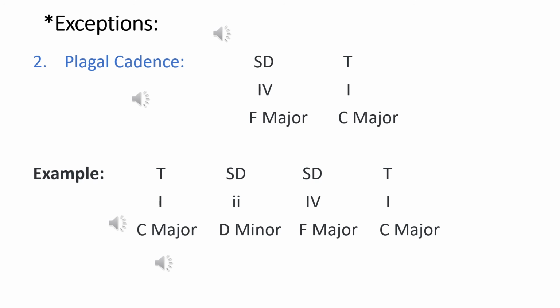And let's take a look at the second exception, which is the plagal cadence. So from subdominant, instead of going to dominant and then going to tonic, this plagal cadence is going to go from subdominant directly to the tonic. So from 4 to 1, in this case, it's going to be F major to C major.